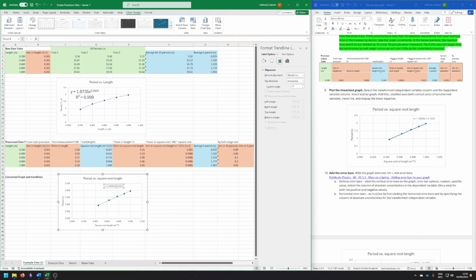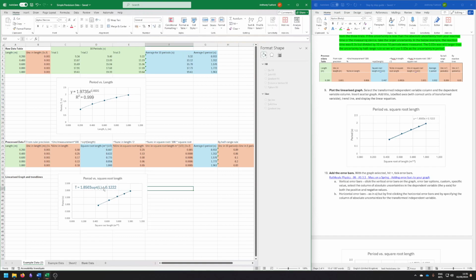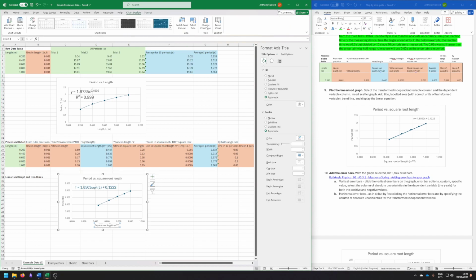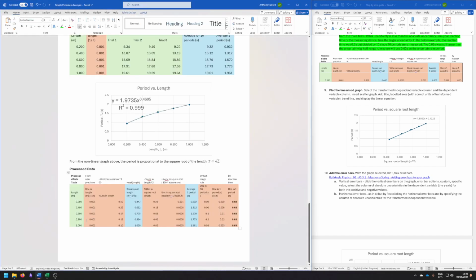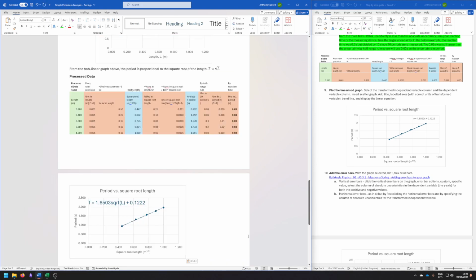And of course, like before, you can increase the font size, maybe even make it blue to match the trend line. And even type directly in here. So T equals square root of L. So instead of y and x, in physics we need to be specific: time period, and not length, but square root length. Click the graph, copy, take it over to your report, and paste it in.